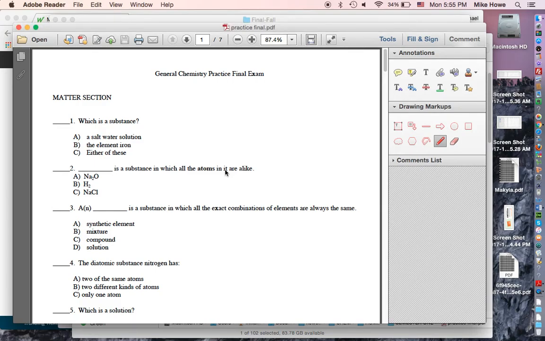So here's an overview of the practice final. Which is a substance? Number one, a substance has one identity. So you're looking for something with only one identity. A saltwater solution is, by definition, a solution that has two identities because it has water and salt. Iron is an element, so the substance is letter B. Things with one identity are either elements or compounds.